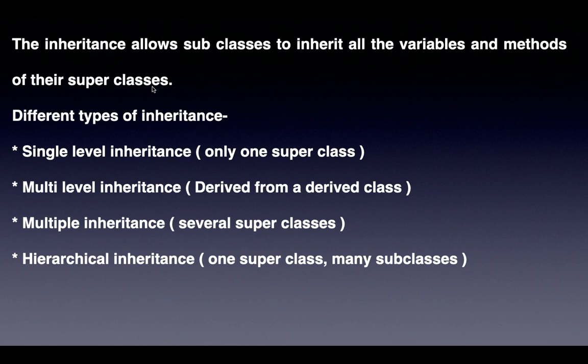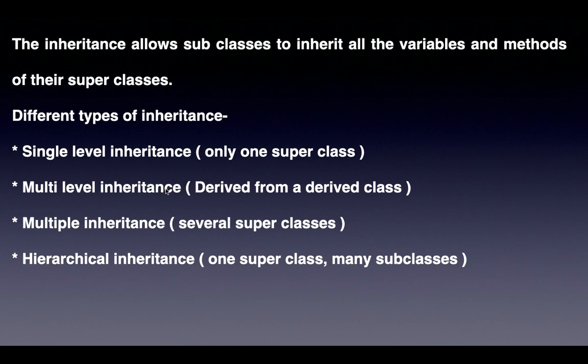Now we'll see the different types of inheritance. Basically, inheritance is of four types. First, single level inheritance, where only one superclass is there. That means an arrangement of class A and class B, where A is the superclass and B is the subclass which is inheriting the members of class A. If we have this kind of arrangement, it's called single level inheritance.